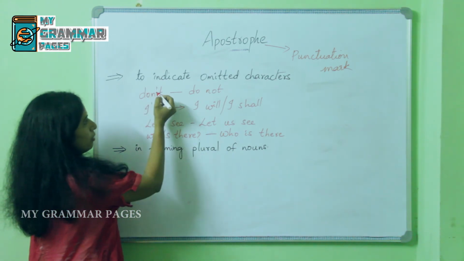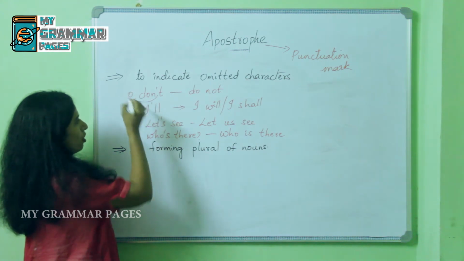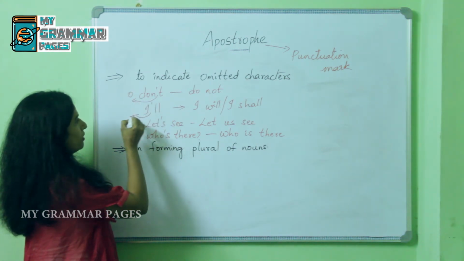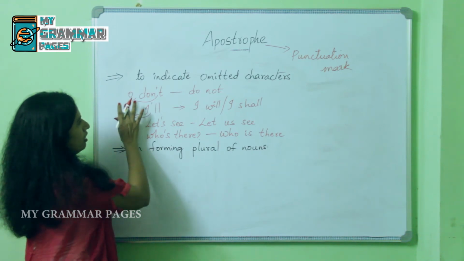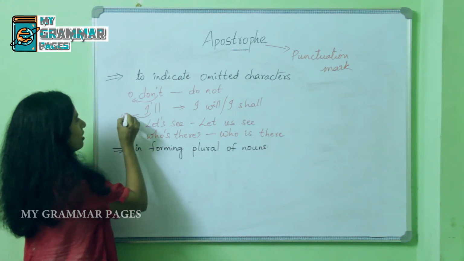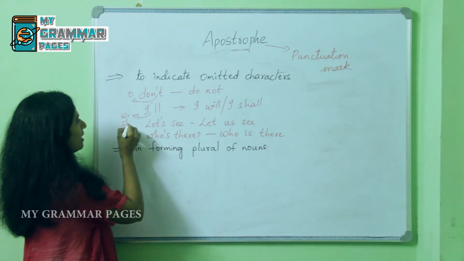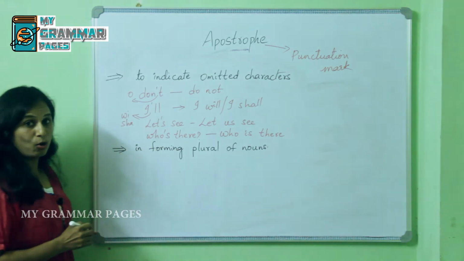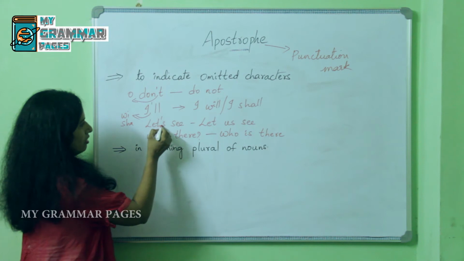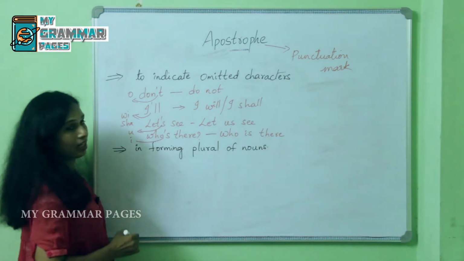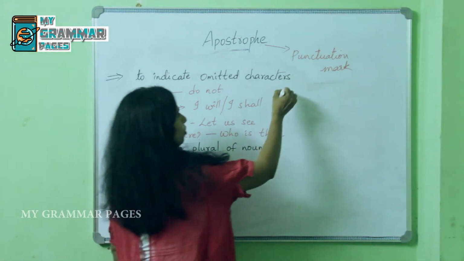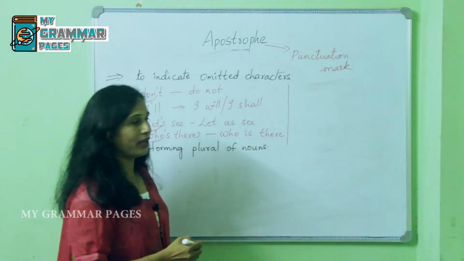Don't, here the letter O got omitted. Here the omitted letter is I. Now, it can be WI or SHA. These are the omitted characters, and here the omitted one is U. Here it is I once again. So sometimes it is used to omit the characters in abbreviations.